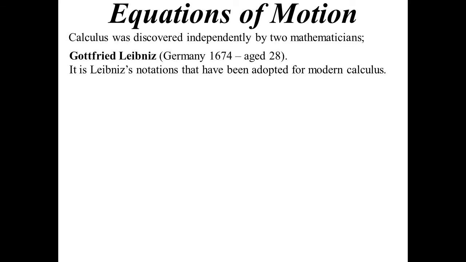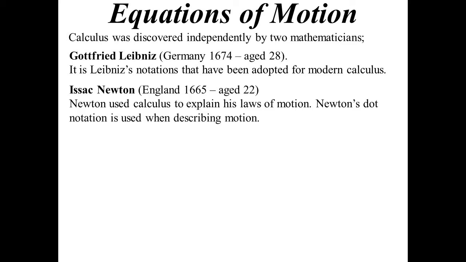There's a German fella, Gottfried Leibniz, or is it Leibniz? Not sure how you say his surname. So in 1674, he was aged 28 at the time. Now, even though the other bloke gets a lot of the credit, it's his notations that we tend to use in calculus. The other bloke has done a lot of things, you've probably heard of him, Isaac Newton. 1665 is when he came up with the idea. He was 22 at the time.